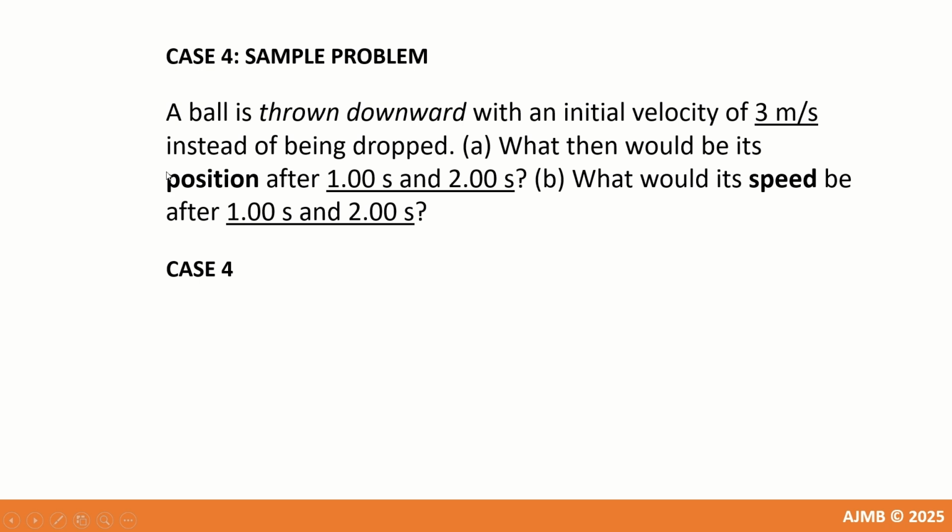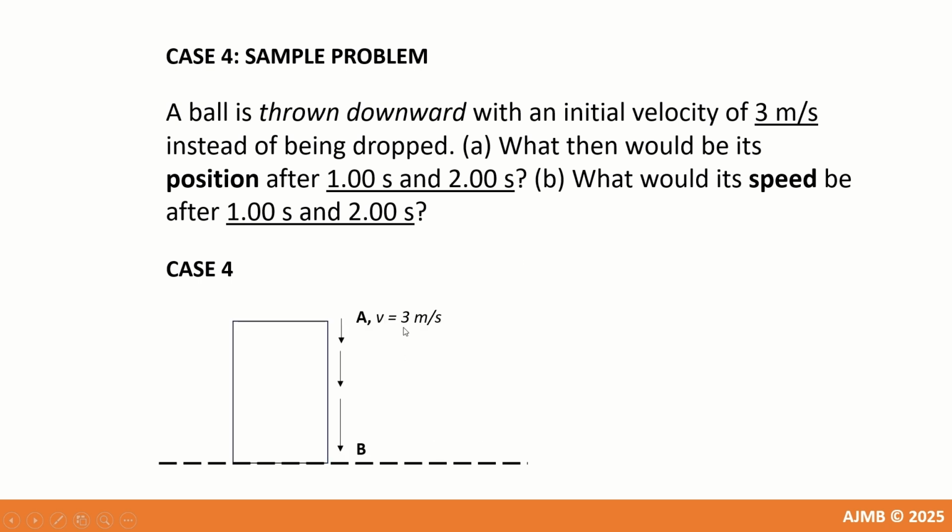This is a very good problem because instead of being asked height, you are asked position. But you should still interpret that as distance or height. What would be its speed after 1 second and 2 seconds of fall? So you have two calculations for each letter, because there are two times that are given, after 1 second and after 2 seconds. It would be better if your illustration shows negative 3 here.